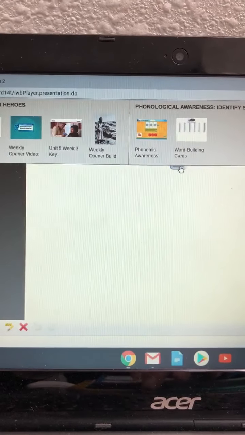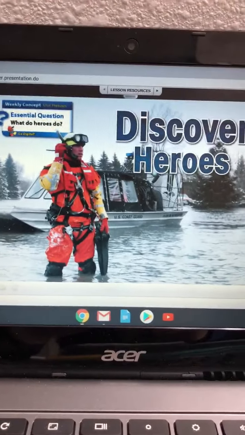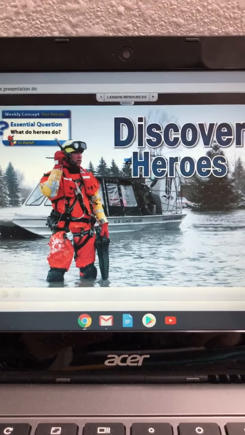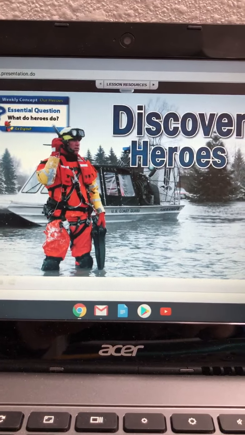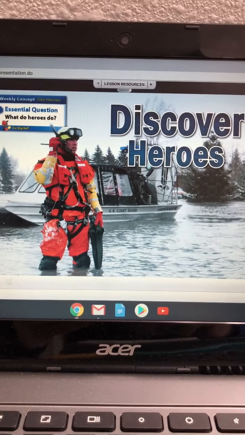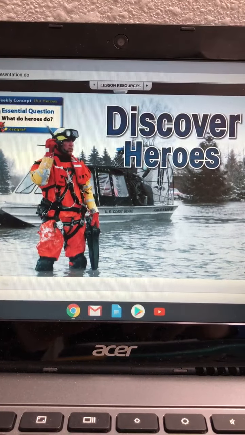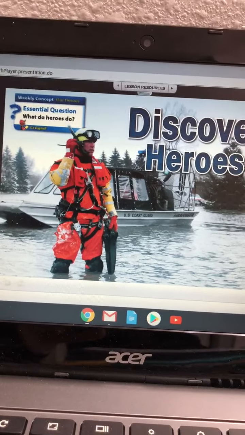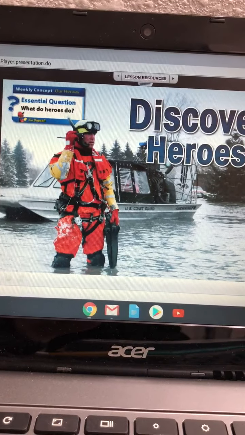All right, let's go back to that first picture. So take a look here. As soon as it loads, you're going to see a picture of a hero, okay? This is a rescue worker, okay? What are some of the things that rescue workers do? So when there is an emergency, rescue workers do everything they can to make people safe. Sometimes that means rescue workers face danger. Sometimes rescue workers swim or climb ladders to save people. How would that make them a hero? I want you to think about that. How would that make rescue workers a hero?